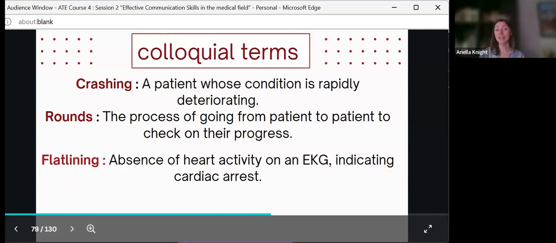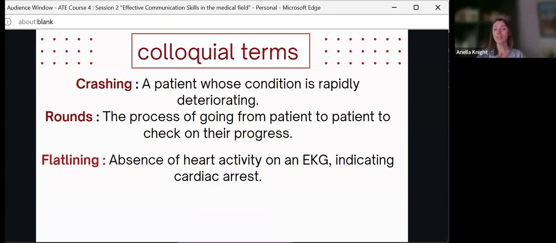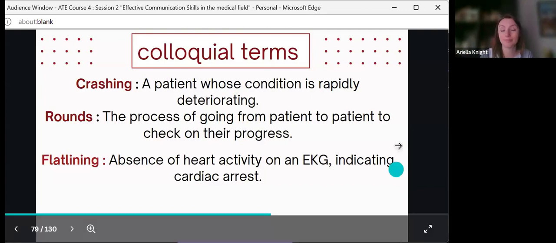Flatlining. Flatlining is absence of heart activity on an EKG, which is the machine that shows you the heartbeats. It's quite literally what you see, which is a flat line, meaning that your heart has stopped, that you are in a state of cardiac arrest.